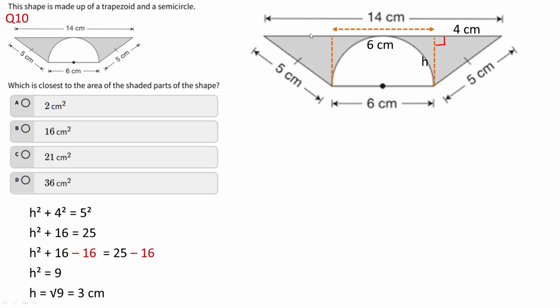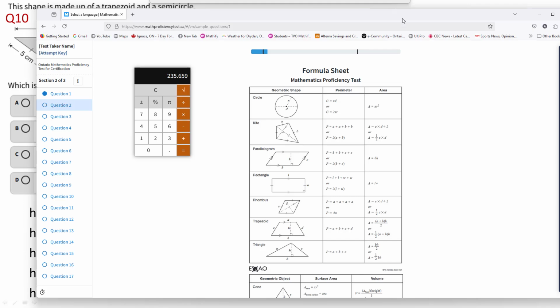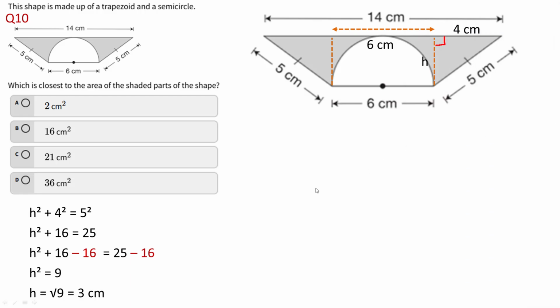So I can now find the area of my trapezoid. And again, here's the formula sheet. So that's the trapezoid area formula that is going to come up on the PowerPoint now. So there it is right there. And I wrote my formula with the h at the beginning. They have the h at the end. It's going to be the same thing. That doesn't change anything here.